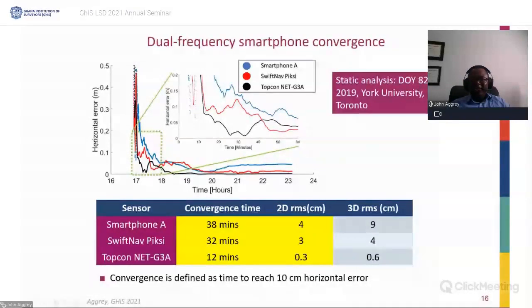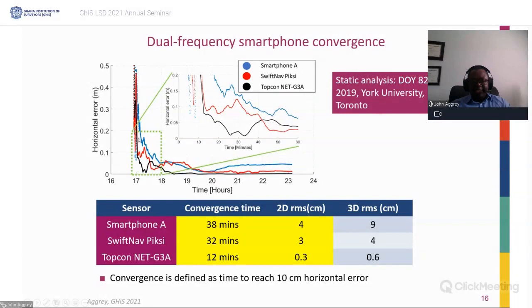Now, the eastern and the northern combined is giving me a 0.5 meter level. Let me say by extension, that means 50 centimeters. The result over here is depicting smartphone A, the Topcon, and the SwiftNav. Remember, SwiftNav and Topcon are both geodetic grade receivers. In other words, the Topcon is costing about $15,000 US. The chip in a smartphone costs $5. So I just want everybody to have that in mind.